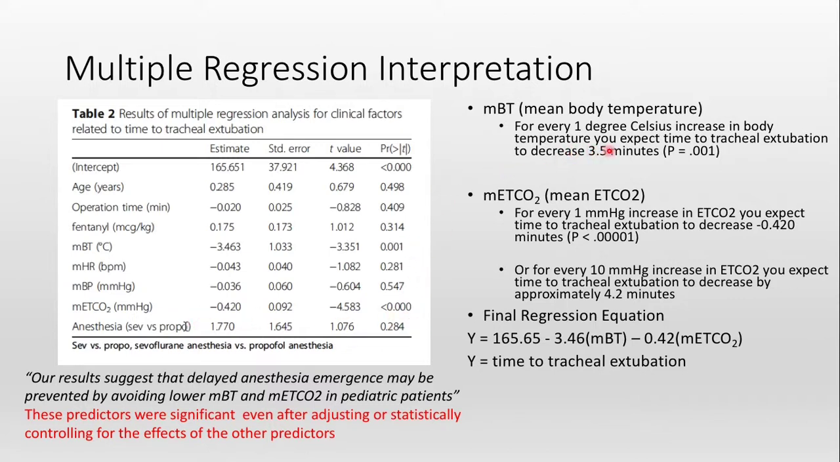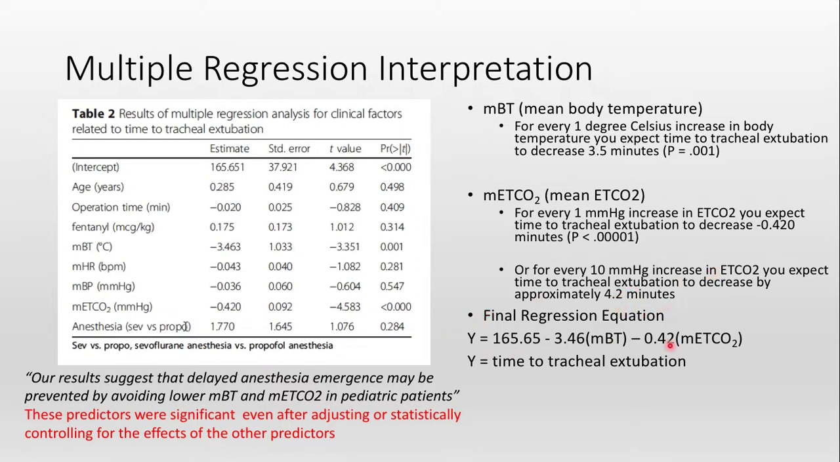Okay, so what they're saying is for every 1 degree increase in body temperature, you would expect time to tracheal extubation to decrease by 3.5 minutes. And in end-tidal CO2, for every millimeter it goes up, you expect it to go down by that much. So if we just adjust it to make it easier to understand, for every 10 millimeter increase in end-tidal CO2, you expect the kids to wake up about 4 minutes faster.